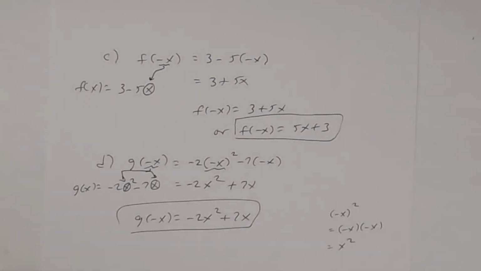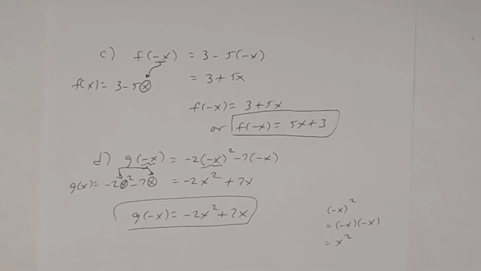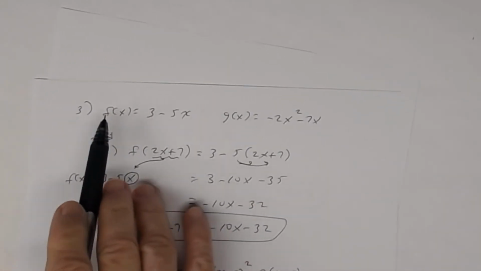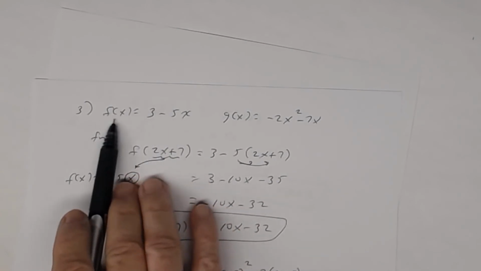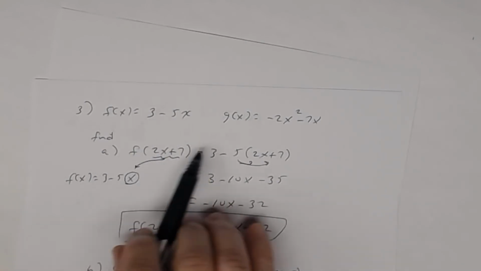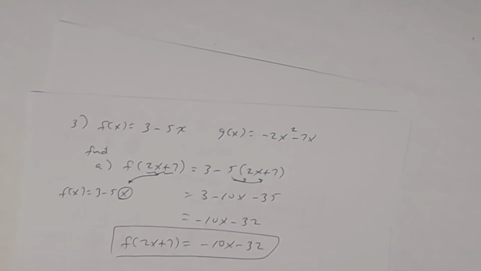All right, so that's D. All right, so that was number 3. Okay, let's look at number 4. And number 4, so I want you to notice that in all the previous problems, your function was written as an expression. So f of x was 3 minus 5x, g of x was negative 2x squared minus 7x, and so on. In number 4, this function is going to be a set of ordered pairs.